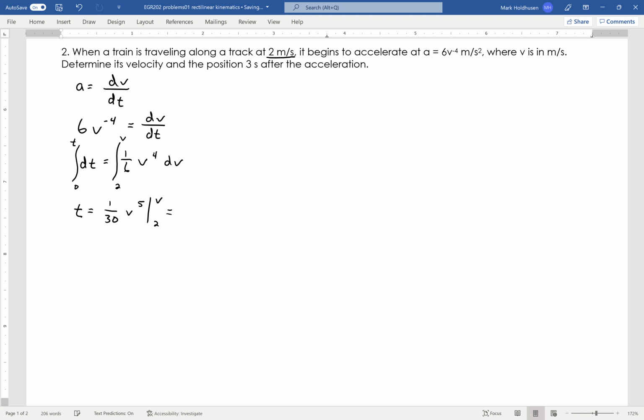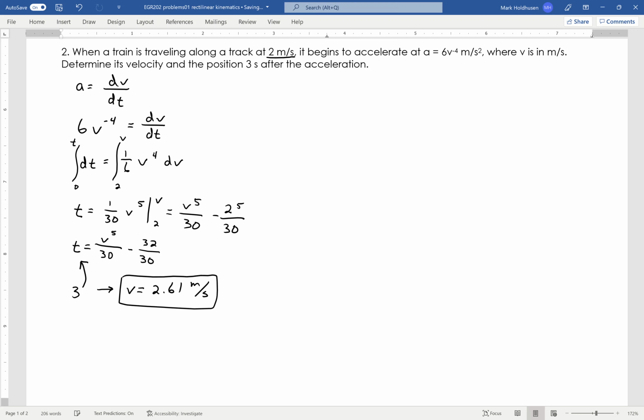So what I do is I plug in v and I get v to the fifth over 30 minus 2 to the fifth over 30. And that gives me my equation for time as a function of velocity, which is v to the fifth over 30 minus 32 over 30. And that's my equation for my time. Now, plugging in 3 seconds, I can solve for v, and I find that the velocity at 3 seconds is 2.61 meters per second. All right, so that's how I find the velocity at 3 seconds.